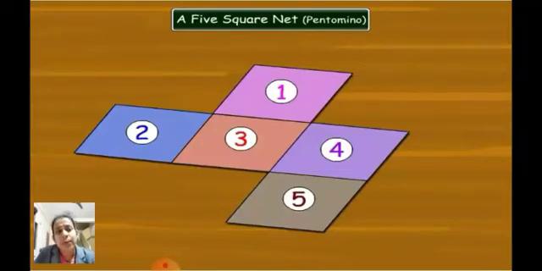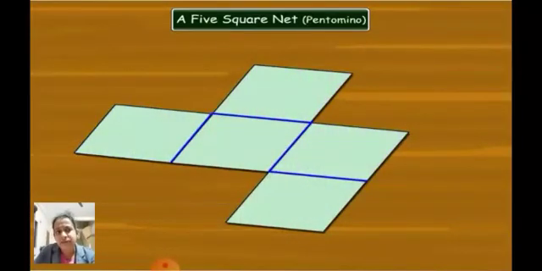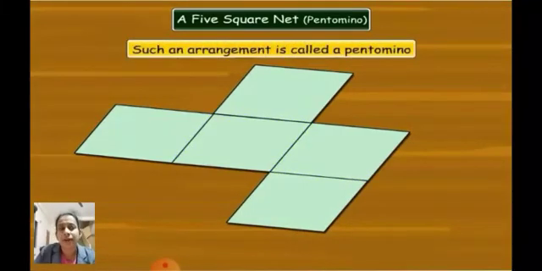These squares are arranged in such a manner that, if you see these blue colored lines, they are the edges of each of these squares. The edges of these squares are touching each other. Such an arrangement, wherein altogether there are 5 squares and their edges are touching each other, is also called a pentomino.